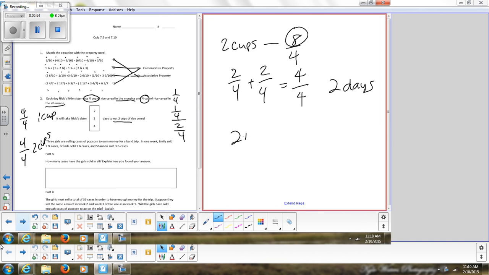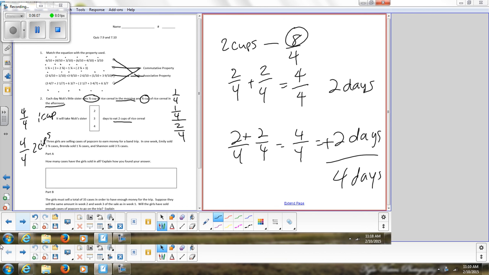If I do that again, there's my second cup, right? Yes. And how many days is that? 2 days. Okay, so how many total days do I need? 4. Oh, I see. 4 days.